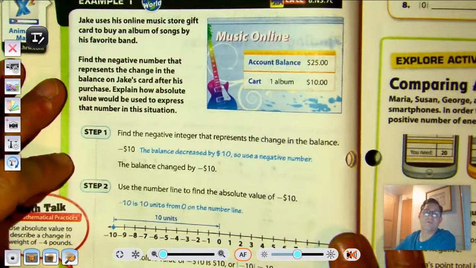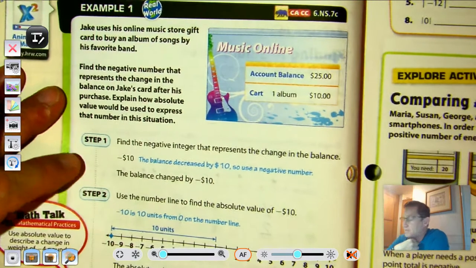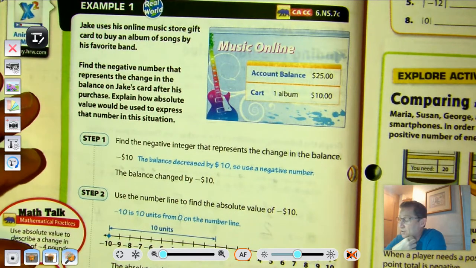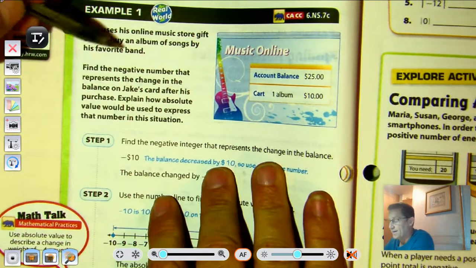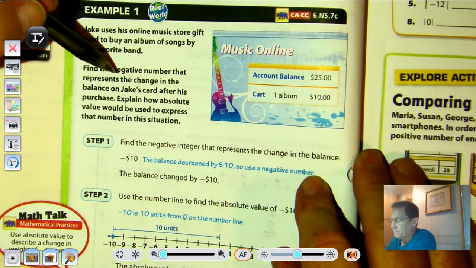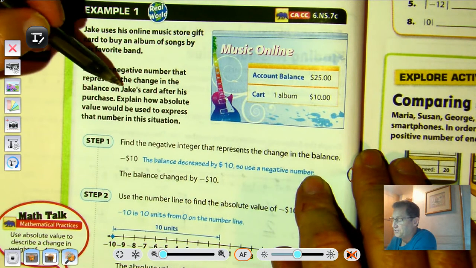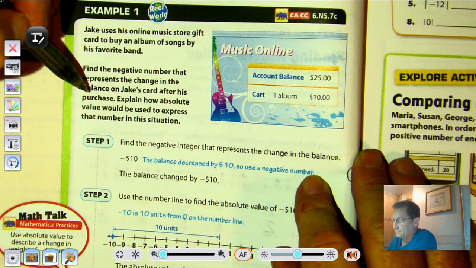Okay. Example 1. Jack uses his online music store gift card to buy an album of songs by his favorite band. Find the negative number that represents the change in the balance on Jack's card after his purchase.